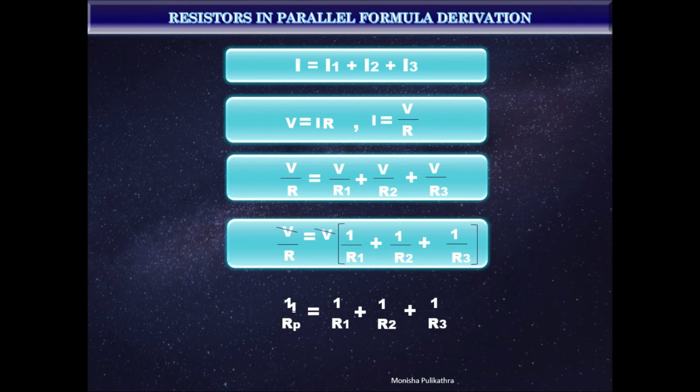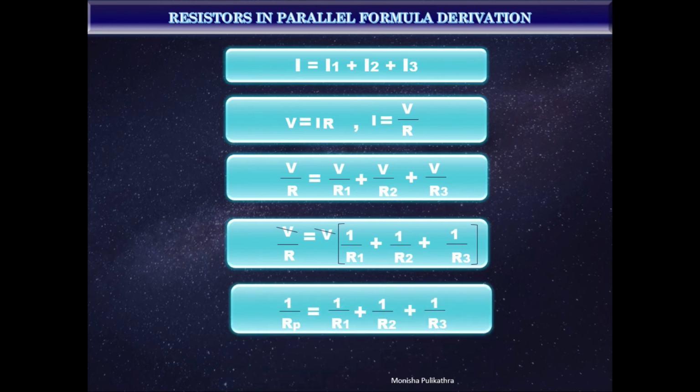So the important formula for resistors in parallel is 1 by Rp is equal to 1 by R1 plus 1 by R2 plus 1 by R3. So this is the important formula derivation of resistors in parallel. I hope you understood both resistors in series and resistors in parallel.